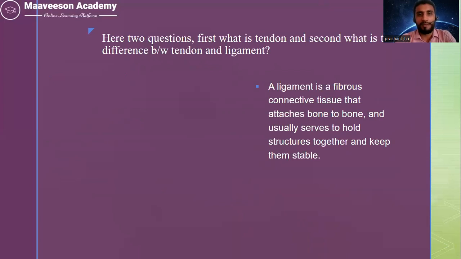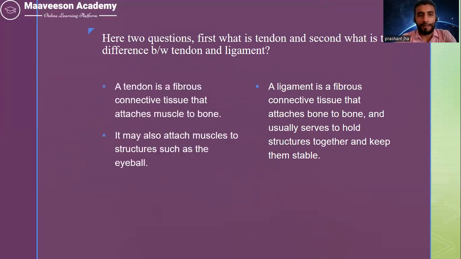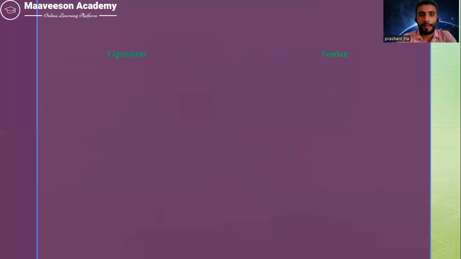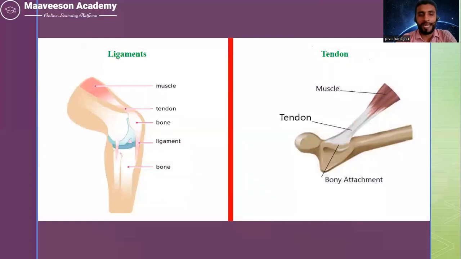Here are two questions. First, what is a tendon? And second, what is the difference between tendon and ligament? So a tendon is a fibrous connective tissue that attaches muscles to the bone. It may also attach muscles to a structure such as the eyeball. A tendon serves to move the bone or a structure, while a ligament is a fibrous connective tissue that attaches bone to bone and usually serves to hold the structures together and keep them stable. Why is it important? Because ligaments and tendons are both fibrous connective tissue, but the functions are different. In this diagram, you can see the different classification and different location of the ligament and tendons.